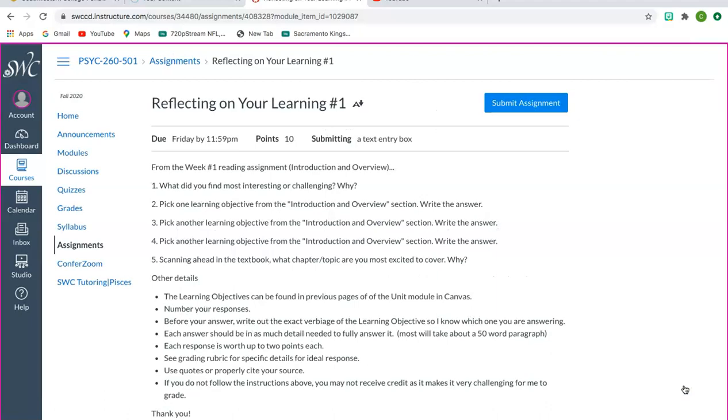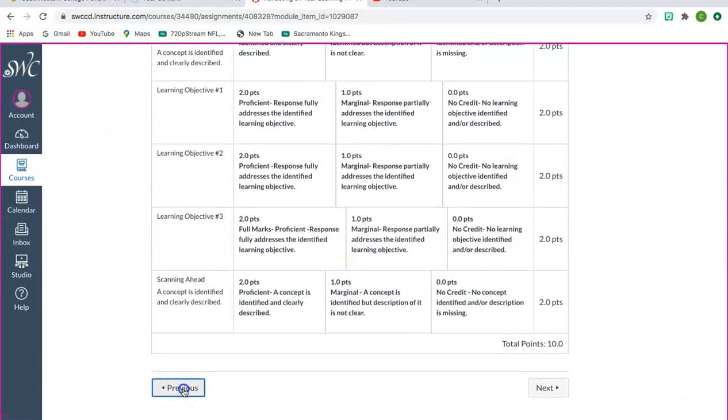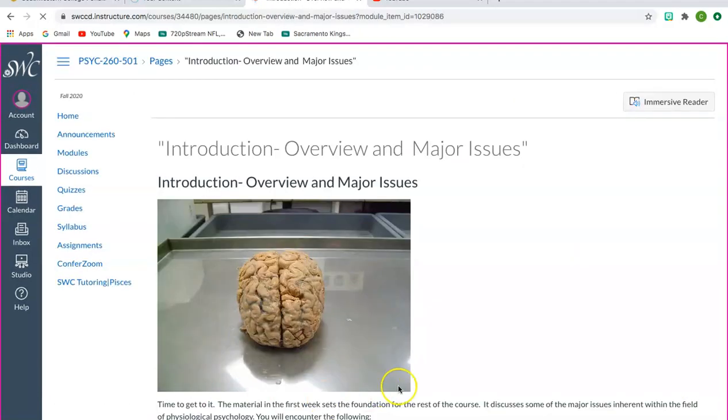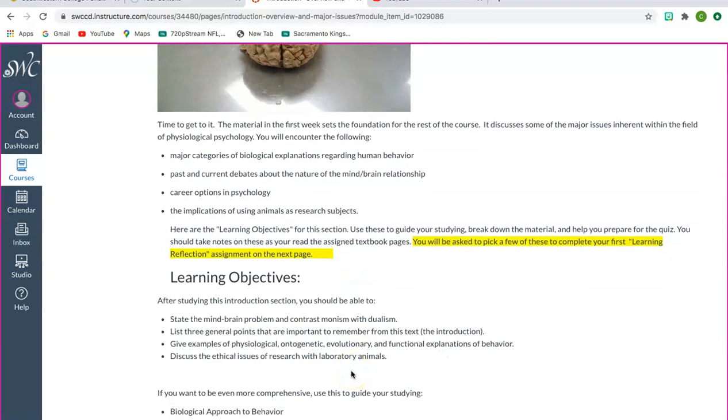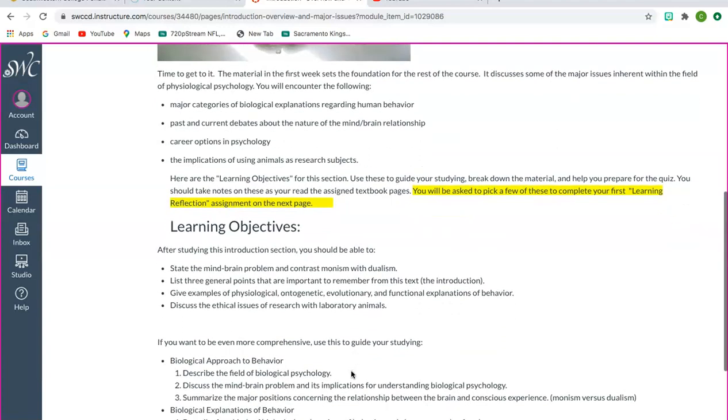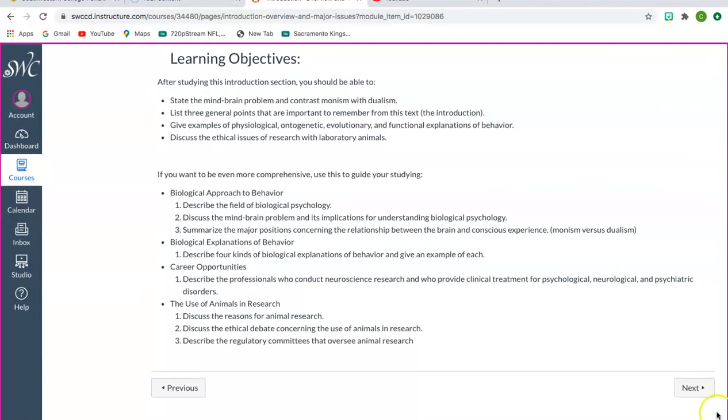Oftentimes, on this page, let me go back for a second, you'll see a little bit more substance in terms of videos that I have uploaded for you to review that are tied to each of these objectives. So this first week's a little bit short because it's just the introduction to your text in your textbook. It's not actually a full chapter.